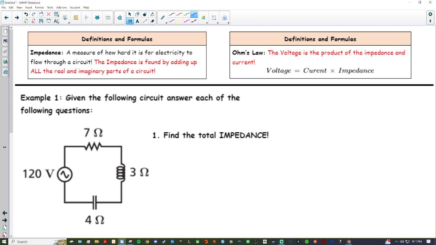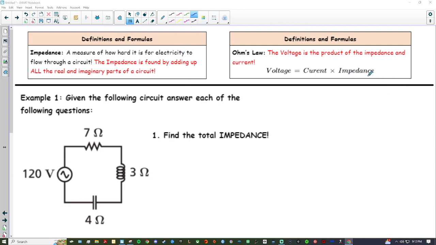Okay. So let's look at our definitions and formulas before we go ahead and get going. Starting off, impedance. Impedance is a measure of how hard it is for electricity to flow through a circuit. So the longer a circuit is, the more components it has, the slower or harder it is for those electrons to make a complete full circuit around. The impedance is found by adding up all the real and imaginary parts of the circuit.